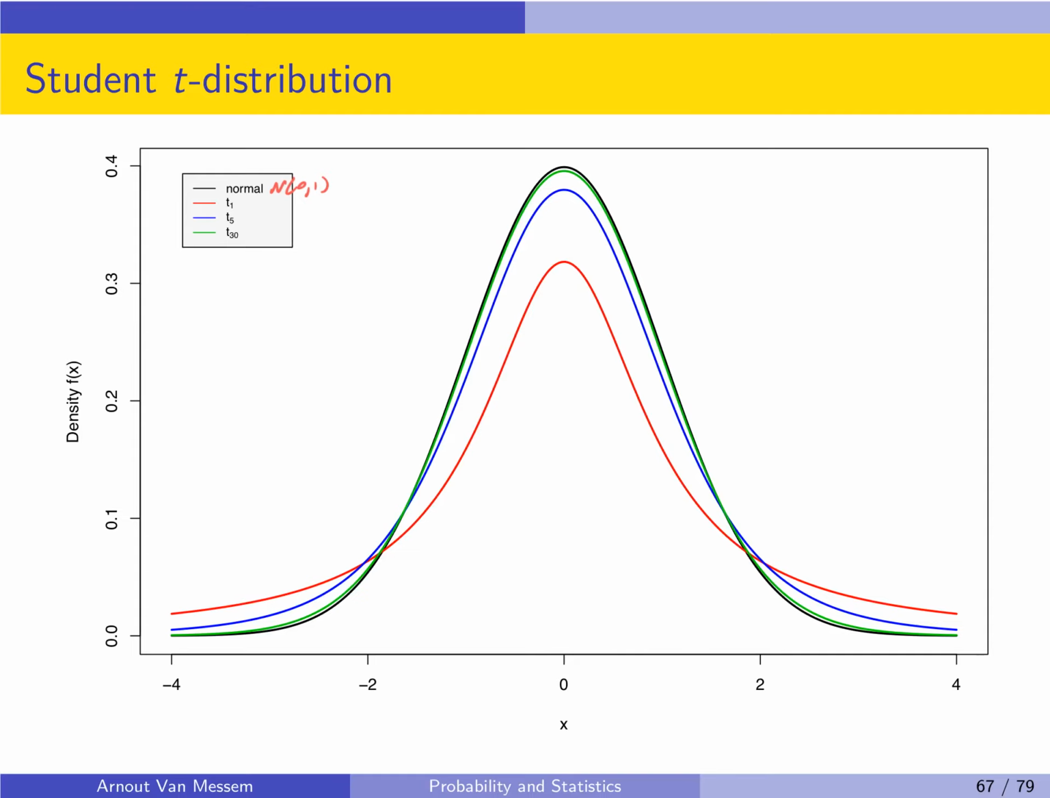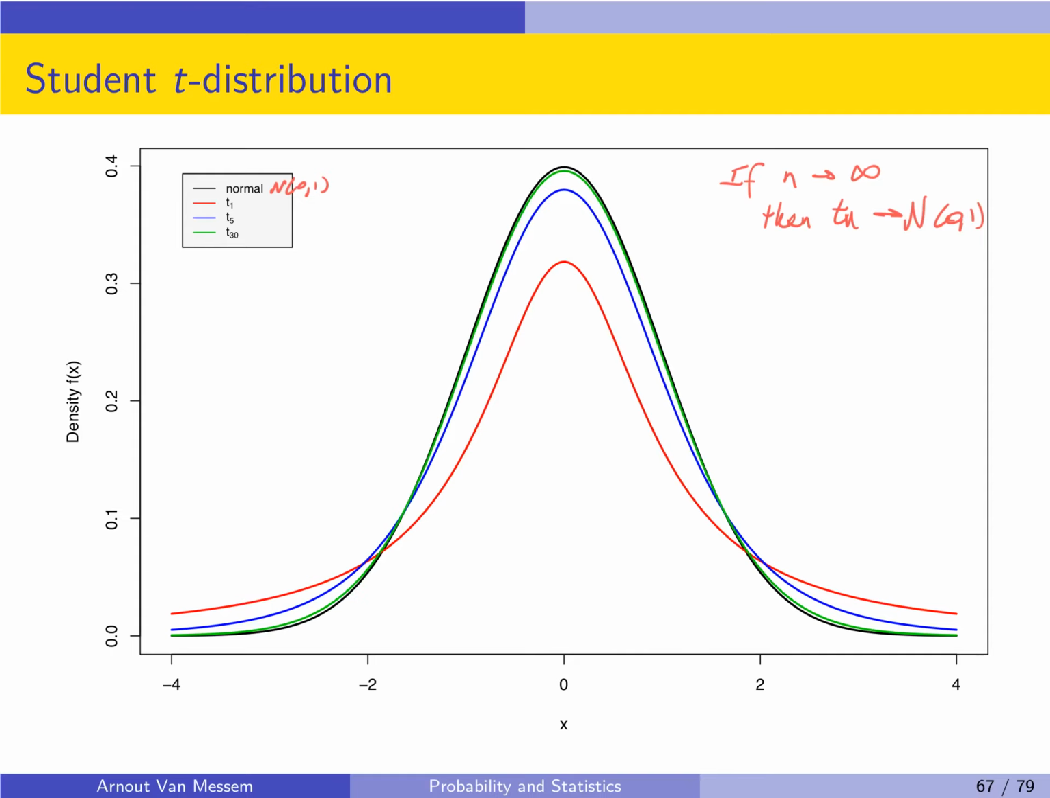You see that the shape of a t-distribution is very similar to the shape of a normal distribution. Furthermore, you also see that with an increase in the degrees of freedom, you get a better and better approximation of the normal distribution. So actually, the normal distribution would be a t-distribution with an infinite number of degrees of freedom.